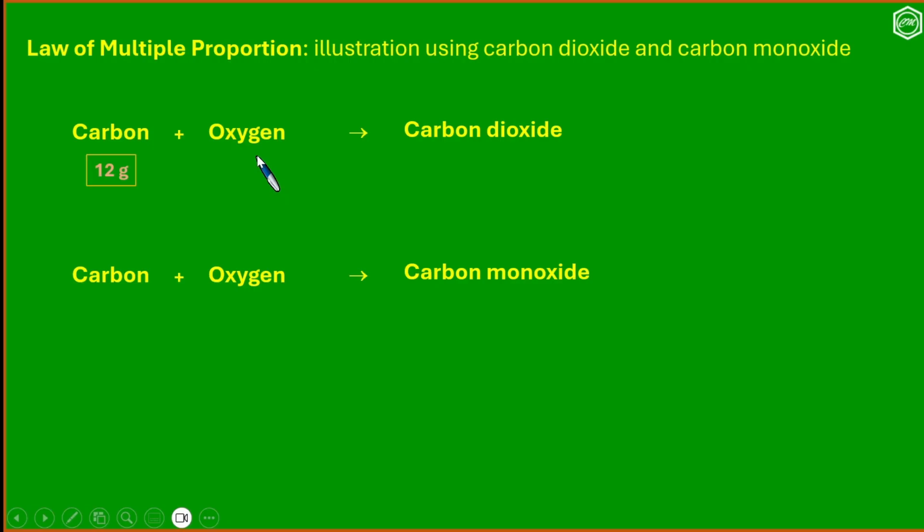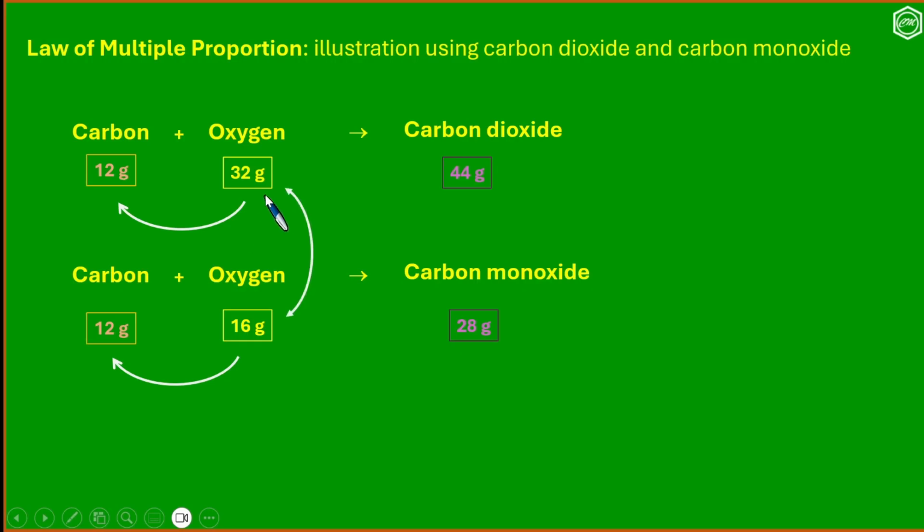In the formation of carbon dioxide, 32 grams of oxygen react with 12 grams of carbon, giving 44 grams of carbon dioxide. In the formation of carbon monoxide, 16 grams of oxygen react with 12 grams carbon, giving 28 grams carbon monoxide. So the mass of carbon is fixed. Now the different masses of oxygen are 32 and 16. Therefore, between these two masses there must be a simple ratio, that is 32:16 or 2:1.